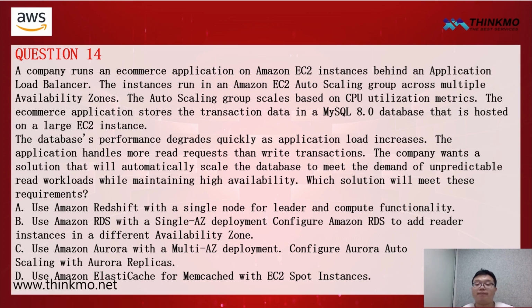Finally, we have the multi-availability zone deployment, which is configured for automatic scaling and automatic failover. First of all, here, option C, this service supports automatically adding or removing read replicas, automatic read scaling, and high availability across multiple availability zones. All of these actually meet the requirements.